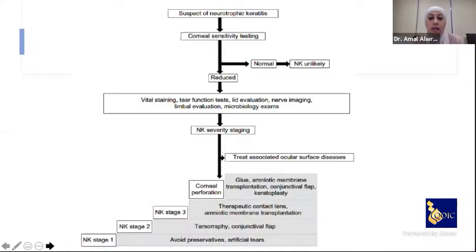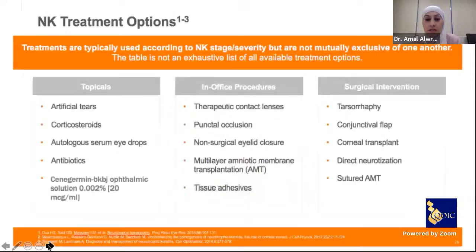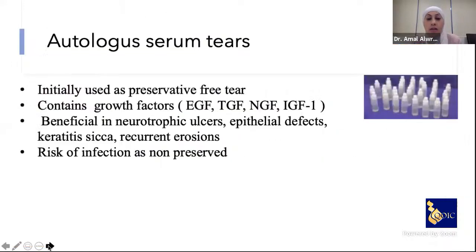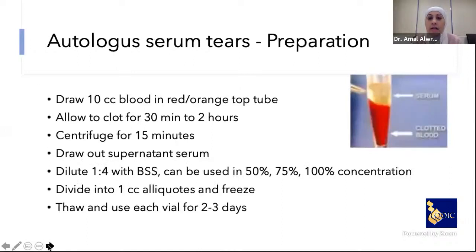So we should always have a plan when we are dealing with a patient with neurotrophic keratopathy, and we should classify according to the severity, and then we will look at all the options that are available. So the autologous serum tears are usually used as a preservative-free drop, and contain the growth factors. It is beneficial in neurotrophic keratopathy and also in persistent epithelial defects. There is risk of infection, so it should be used with an antibiotic.